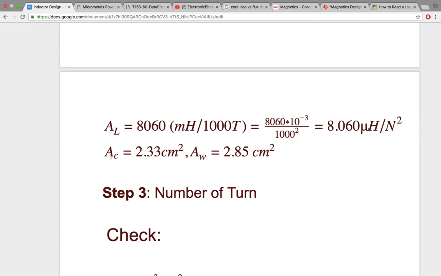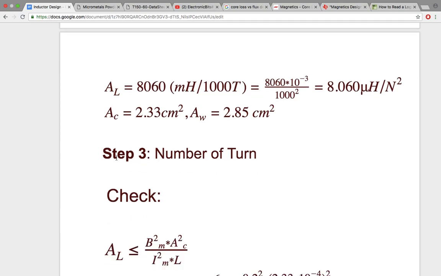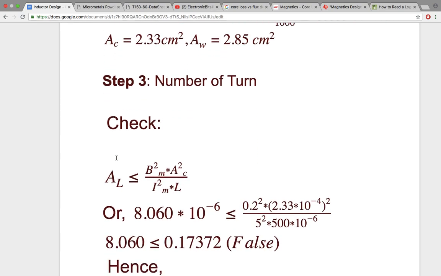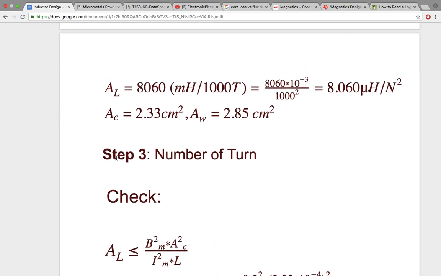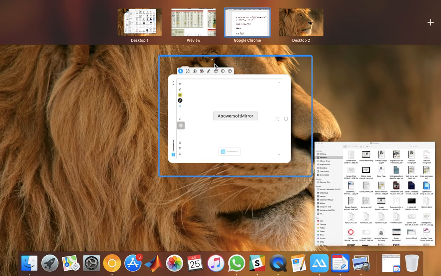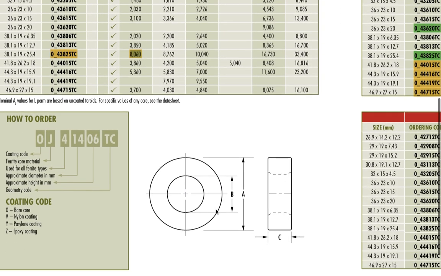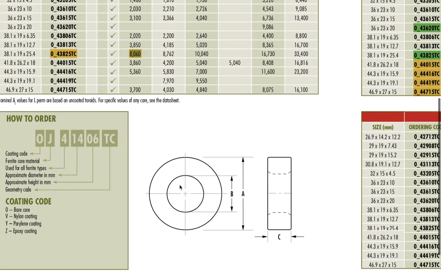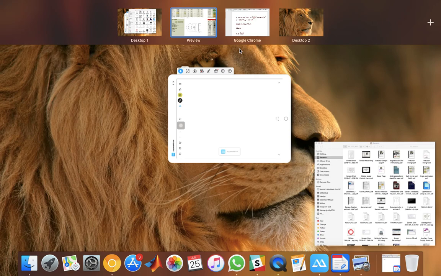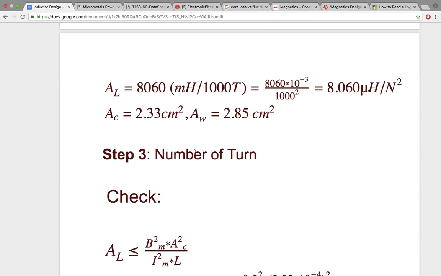Okay, then the area of the core and the window area are given here. Sometimes this AW will not be given. So what we can do is, we will be knowing the inner diameter, so we can use the inner diameter for finding the window area also. You can follow some geometry calculations for getting your numbers if they are not directly given.